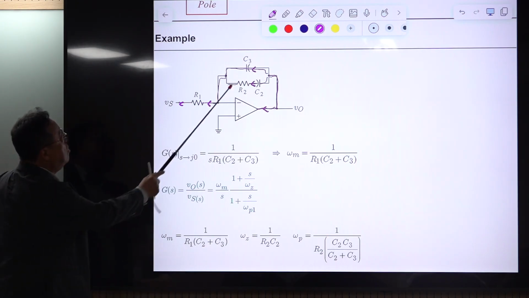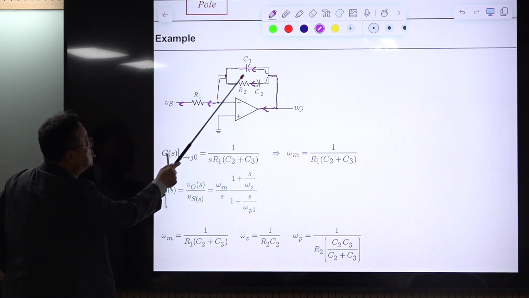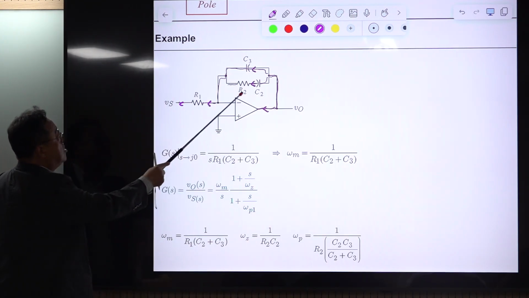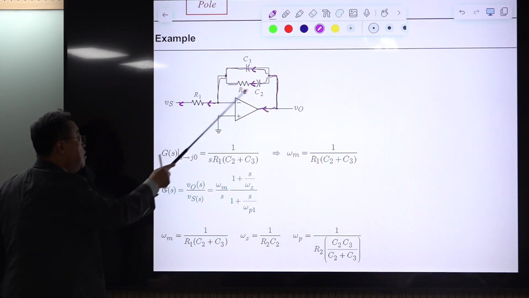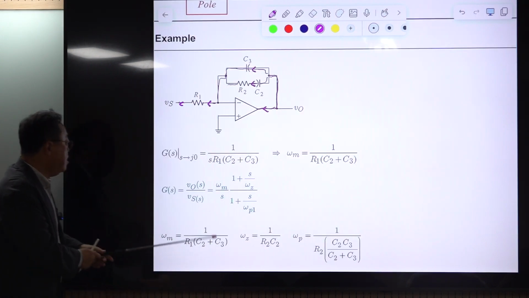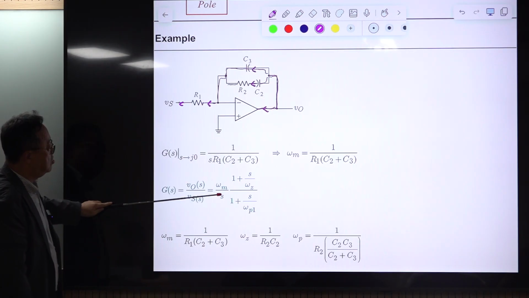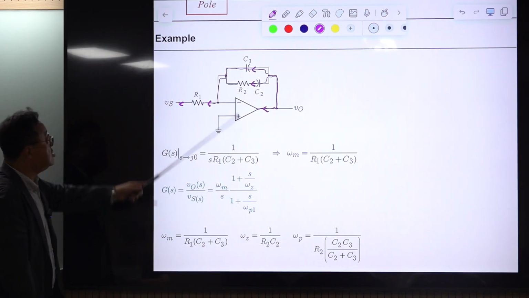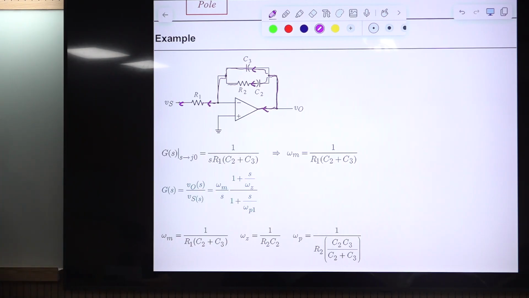And from here, we have a pole. We have a zero. And through this component, we have a pole. This becomes a zero. This becomes a pole, right? Because this is the G2. Then the transfer function has this and a pole at zero. It's this. This is called two-pole one-zero compensation.